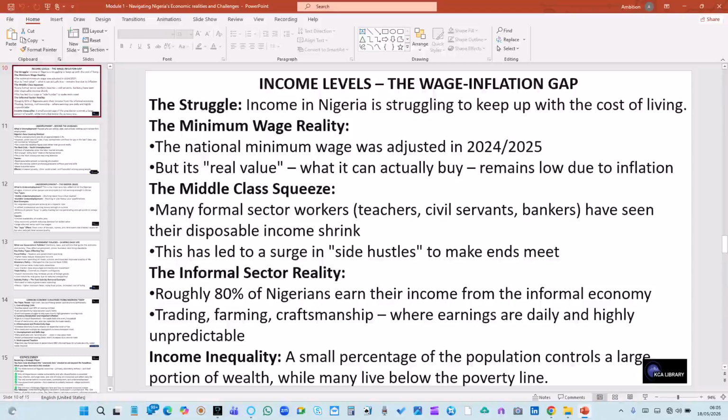Many formal sector workers like teachers, civil servants, and bankers have seen their disposable income shrinking. This has led to a surge in side hustles to make ends meet. The informal sector reality indicates that roughly 80% of Nigerians earn their income from the informal economy, such as trading, farming, and craftsmanship, where earnings are daily and highly unpredictable. The income inequality reality is that a small percentage of the population controls a large portion of wealth, while many live below the poverty line.